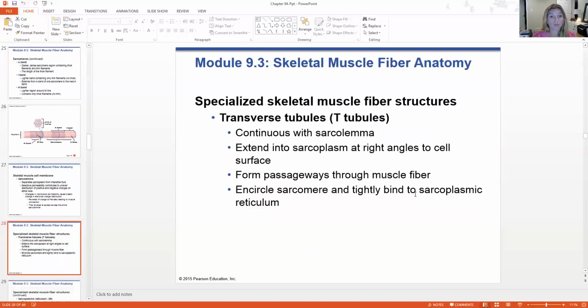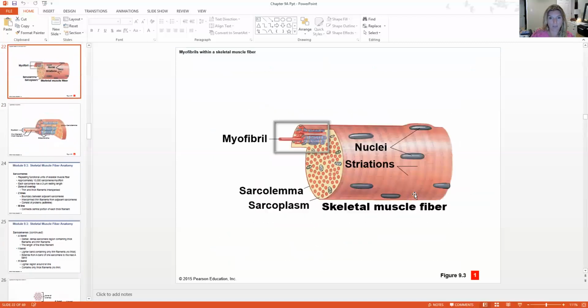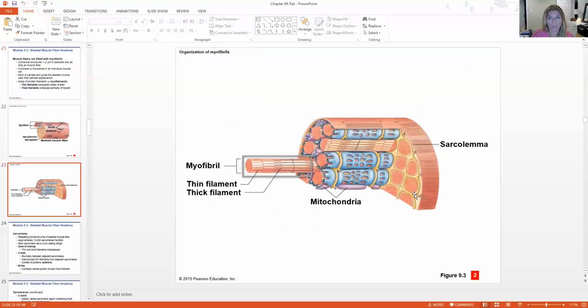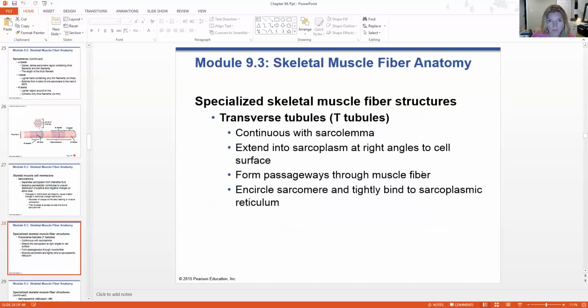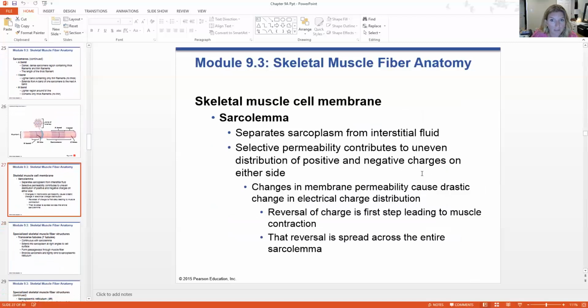We were just talking about the sarcolemma. Now we have something called a T-tubule. The T-tubule is continuous with the sarcolemma. The sarcolemma is the outer cell membrane. Remember back here, I showed you the sarcolemma and how there are these little invaginations, or little spots where the sarcolemma folds in. That's where the T-tubules are. So T-tubules go into the muscle fiber, and they extend into and tightly bind to the sarcoplasmic reticulum. Let me go back and show you.